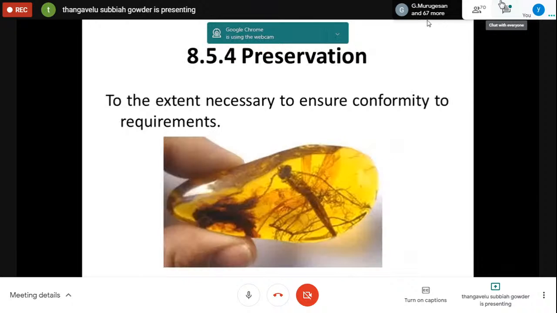And preservation. How you are preserving students' answers, how long you are going to keep them, in what condition you are going to keep them, and the student records. And suppose if you are keeping everything in soft copy, how are we going to preserve it? It should meet the conformity of requirements. See, suppose the university is asking after 3 years, you should be in a position to produce that documented evidence. To that extent, we should have a system of preservation.